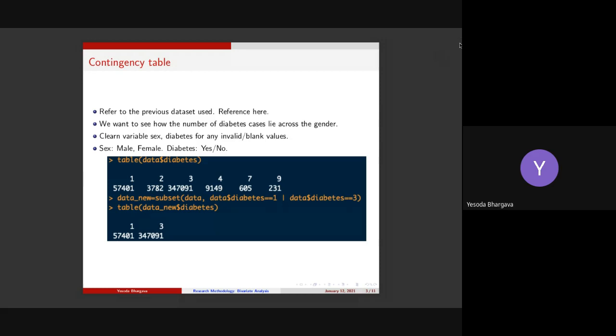So in this example, if I want to understand the relationship between diabetes and gender, first I draw a contingency table. But before that, I will remove the data points in diabetes which do not make much sense to me. If you look at the code book, 1 means yes, 3 means no, and I remove all the values which are different from 1 and 3. Hence I get my renewed data set in which I only have data of 1 and 3.